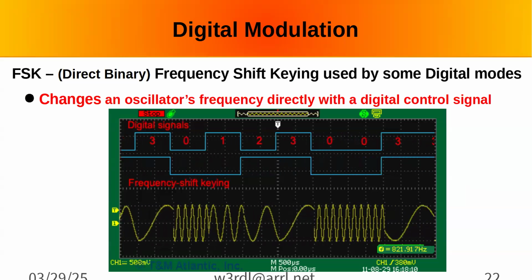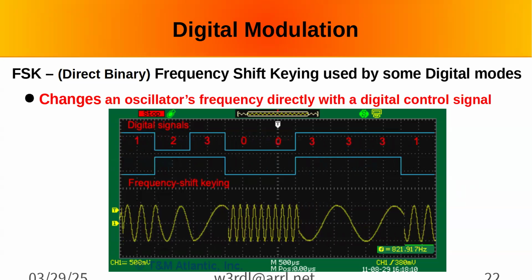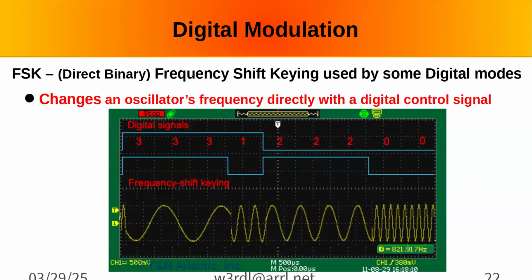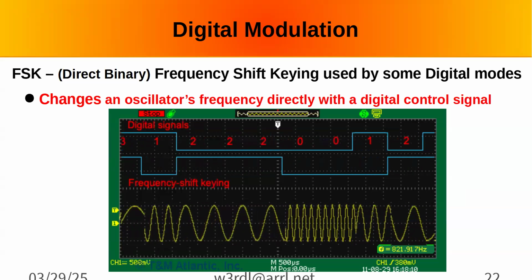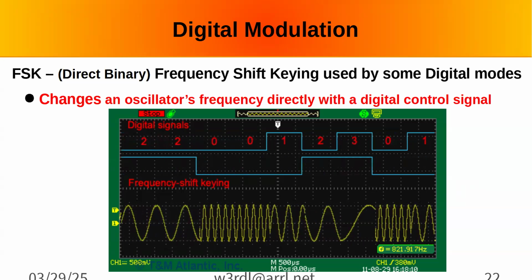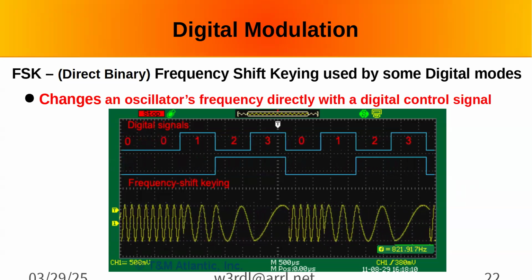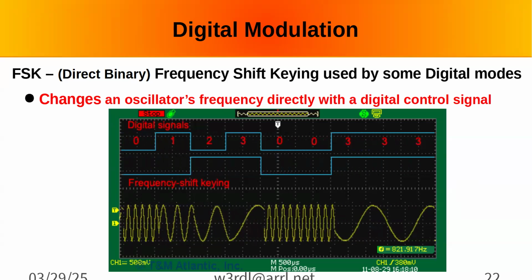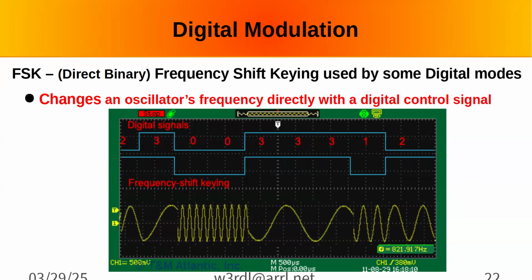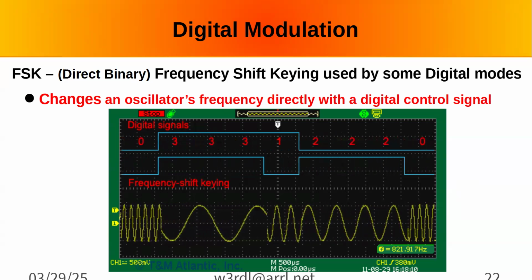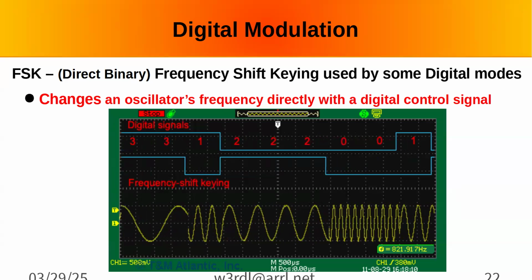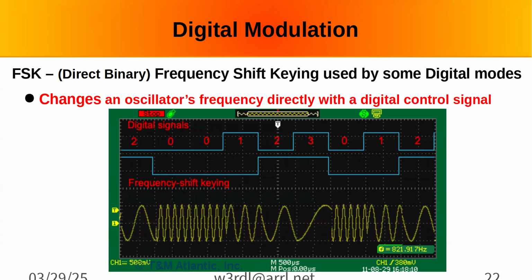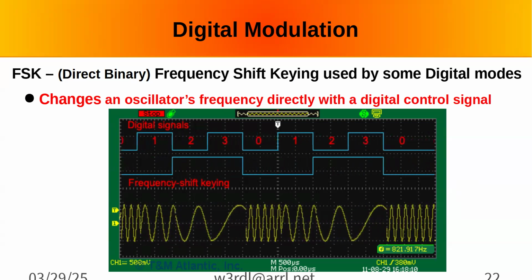In this case, it could be FT4 and FT8, because 8 has 8 states and 4 has 4 states. FT4 sends 2 bits as a symbol. FT8 sends 3 bits as a symbol. There's 8 tones that represent a 3-bit symbol.